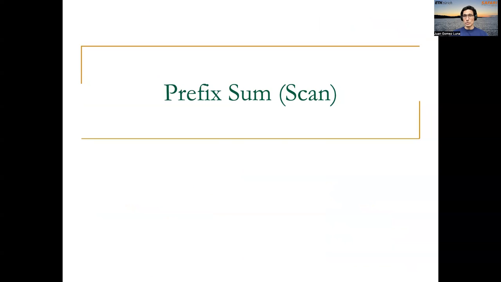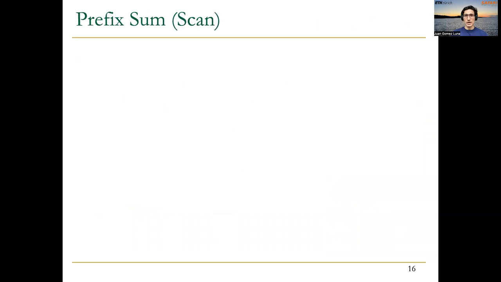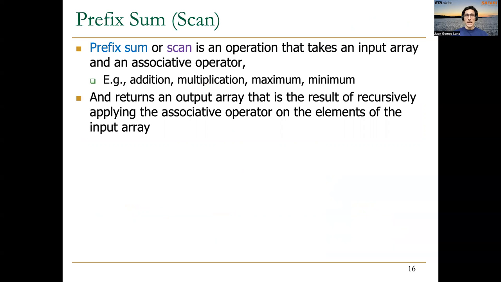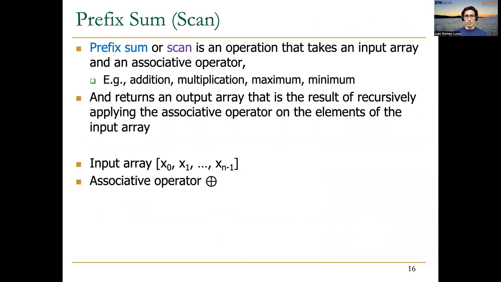Today, as I said, we are going to talk about prefix sum, also called scan. This is an operation that takes an input array and an associative operator, for example, addition, multiplication, maximum or minimum, and returns an output array that is the result of recursively applying the associative operator on the elements of the input array. This is an example input array. Let's think about this associative operator, for example, an addition. And we will calculate the output array in two possible ways.